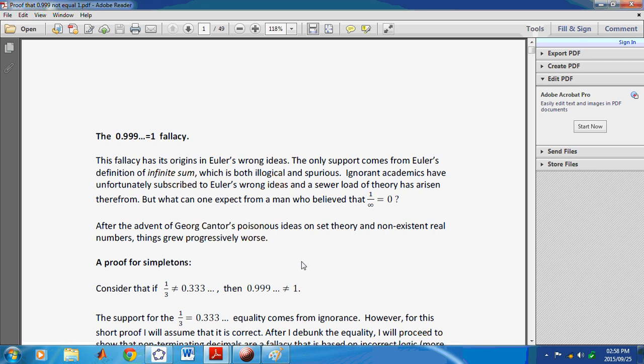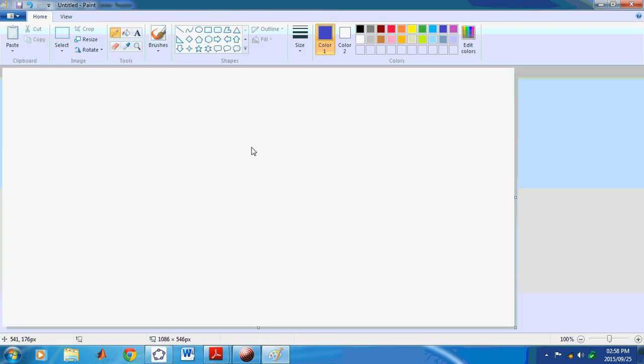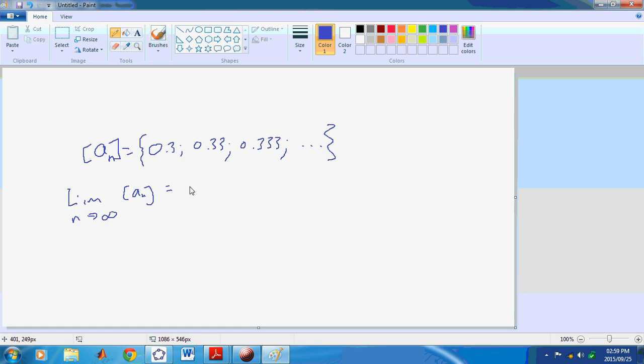And what Euler did was, basically, he said that if you have a sequence such as 0.3, 0.33, 0.333, ... then let that sequence be A. Then the limit as n approaches infinity of the sequence is equal to 1/3, and he defined that to be 0.333... Well, there are a lot of problems with that.